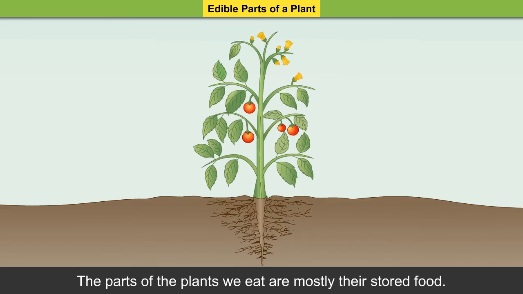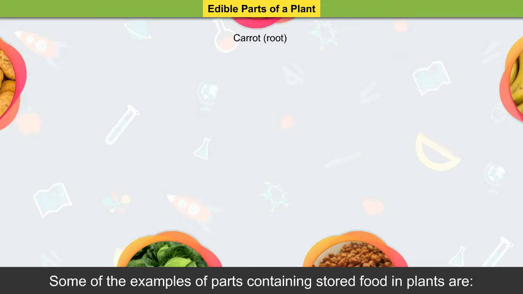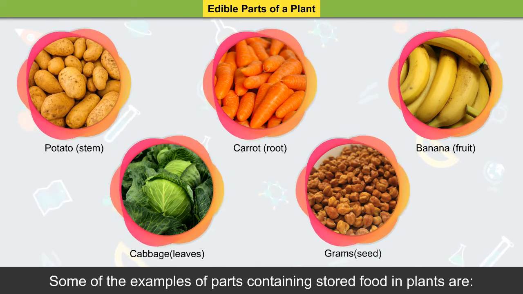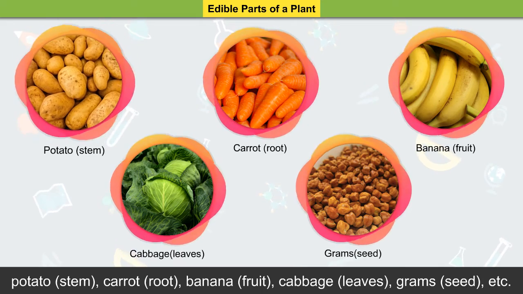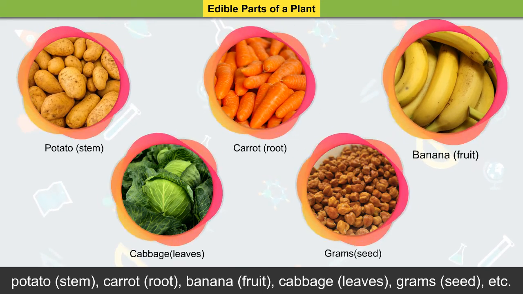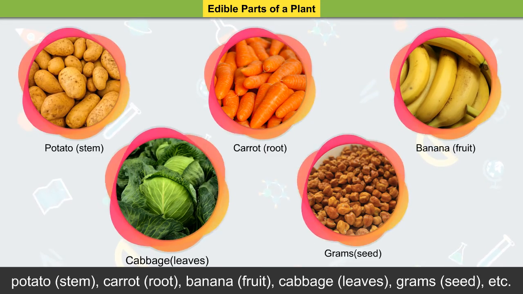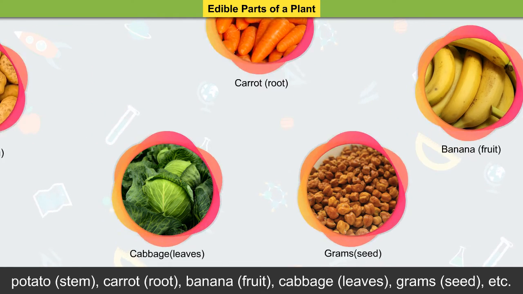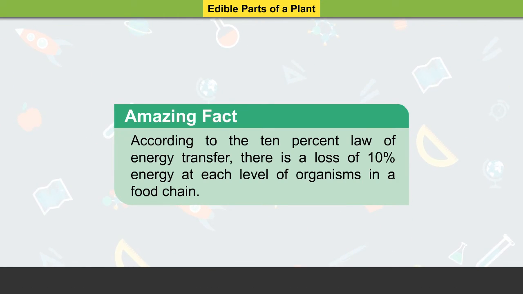Edible parts of a plant. The parts of the plant we eat are mostly their stored food. Some examples of parts containing stored food in plants are potato, stem; carrot, root; banana, fruit; cabbage, leaves; grams, seed; etc. Amazing fact: according to the 10% law of energy transfer, there is a loss of 10% energy at each level of organisms in a food chain.